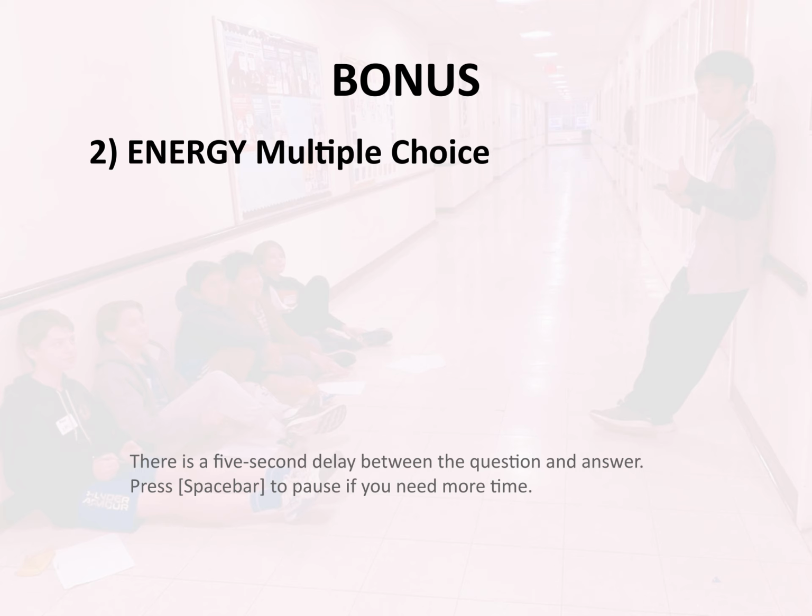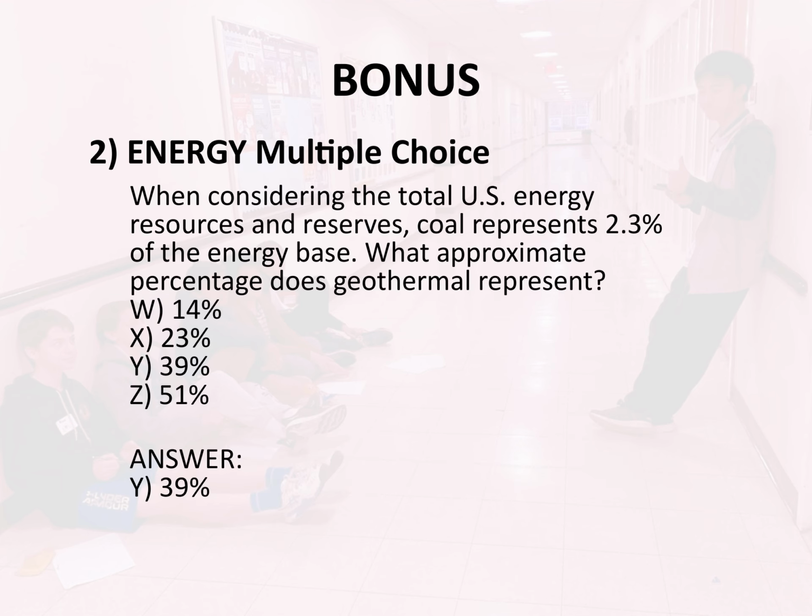Bonus 2. Energy. Multiple choice. When considering the total U.S. energy resources and reserves, coal represents 2.3% of the energy base. What approximate percentage does geothermal represent? W. 14%, X. 23%, Y. 39%, Z. 51%. Answer: Y. 39%.